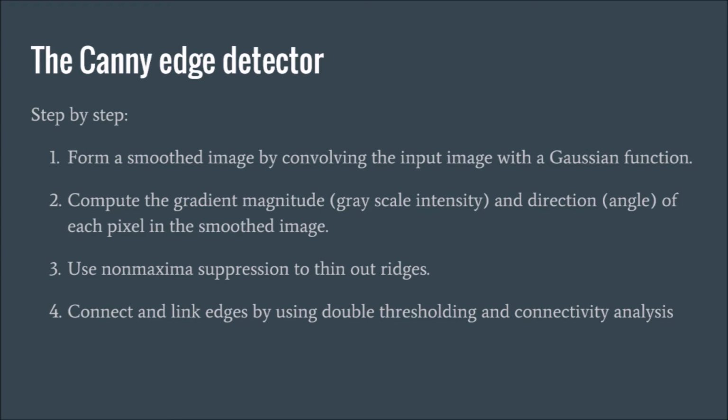This is the Canny edge detector step by step. First, form a smoothed image by convolving the input image with a Gaussian filter. Next, compute the gradient magnitude and direction of each pixel in the smoothed image. Then use non-maxima suppression to thin out the ridges. And finally, connect and link edges by using double thresholding and connectivity analysis.